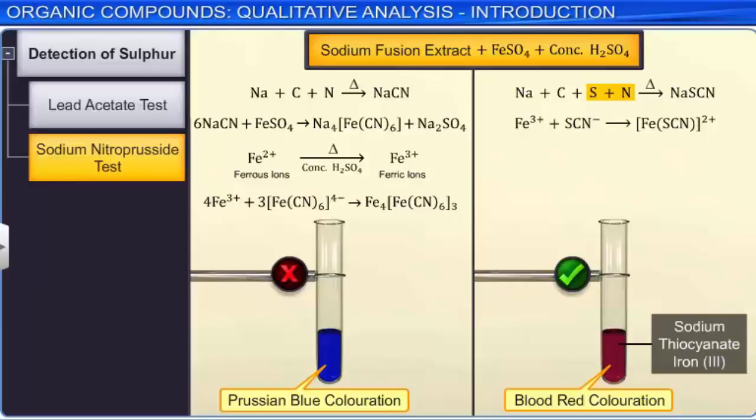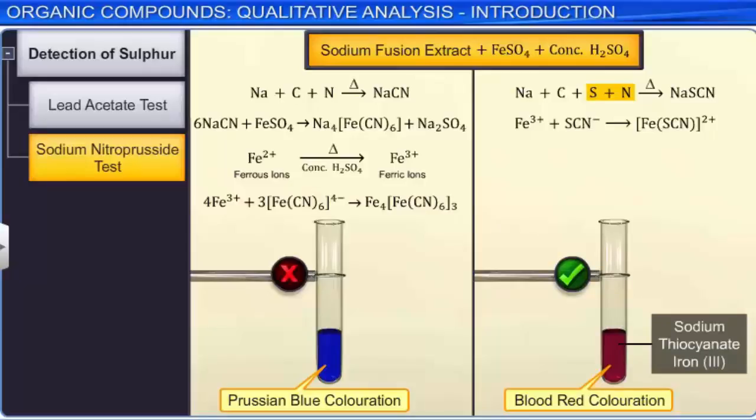If the precipitate is pale yellow and sparingly soluble in ammonium hydroxide, then it indicates the presence of bromine. The yellow-colored precipitate is due to the formation of silver bromide. If the precipitate is yellow and insoluble in ammonium hydroxide, then it shows the presence of iodine. This yellow-colored precipitate is due to the formation of silver iodide.